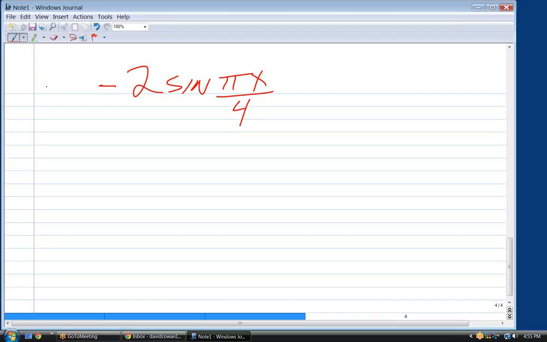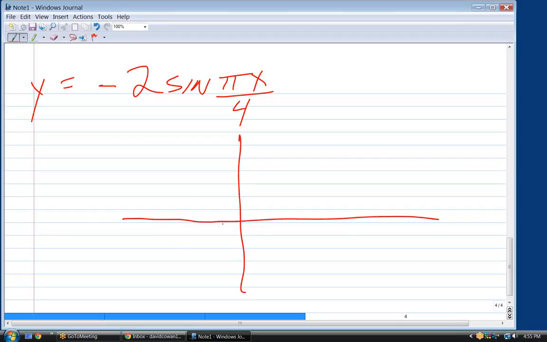Okay. What do they want to know? I want you to just graph it. So describe the transformations required to obtain the graph of the given function from the basic trigonometric graph. So that's our basic one.